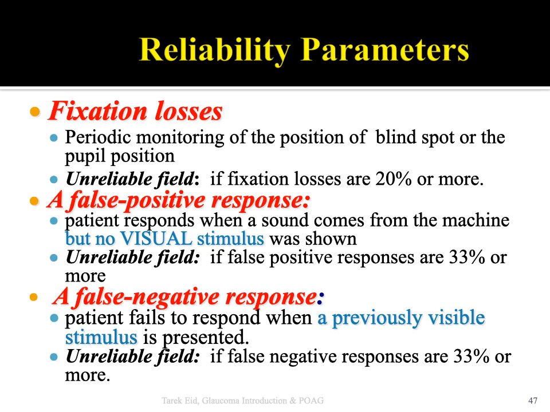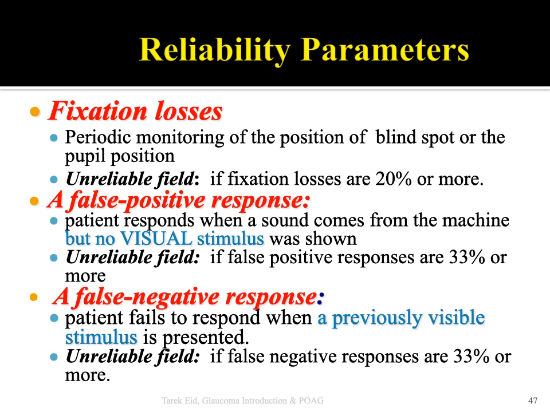Also, a false positive response, where the patient responds to the sound, not to the visual stimulus. An unreliable field is considered if the false positive responses are more than 33%. Also, false negative responses, where a patient fails to respond when a previously visible stimulus is presented. Unreliable field if false negative responses are 33% or more.